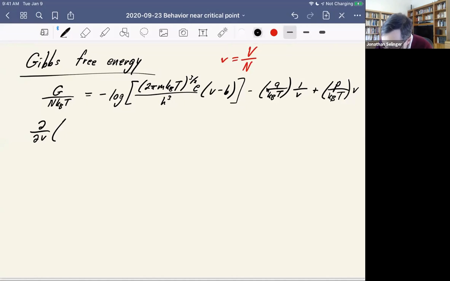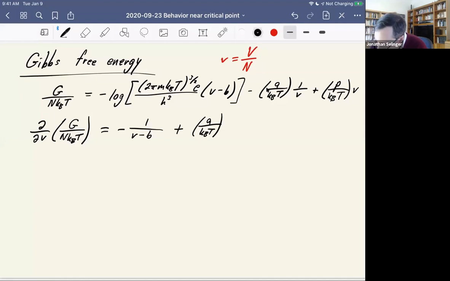All right, so the first derivative, that is negative 1 over little v minus b, and then plus a over kt, and the derivative of 1 over v is this negative 1 over v squared. Okay? And then the derivative of this pressure term just gives us pressure over kt. So that's the first derivative.